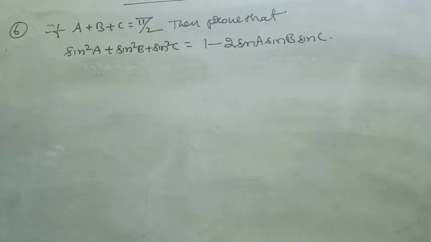Now see this particular problem, my dear students, the sixth one. If a plus b plus c is equal to pi by 2, then show that sine square a plus sine square b plus sine square c is equal to 1 minus 2 sine a sine b sine c. How are we going to do this? If a plus b plus c is equal to pi by 2, then we need to prove this part. See how we are going to do this particular problem, my dear students.